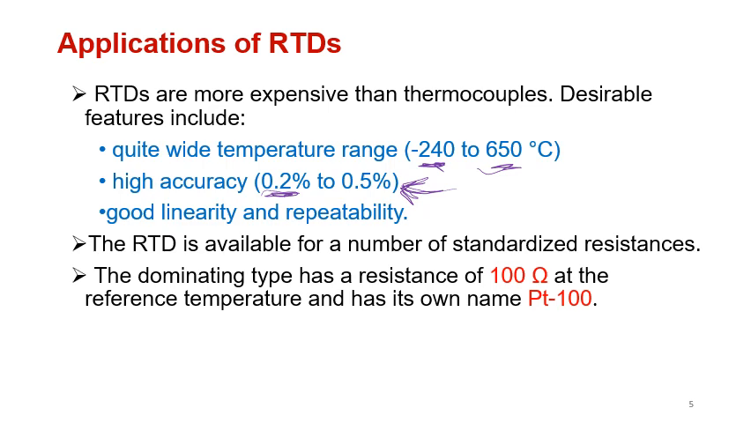And another beauty of it is the repeatability. As we are using it again and again, it's not going to lose its properties. It's going to keep its properties and its characteristics. The dominant type has 100 ohm output resistance, and we know it as a PT100.